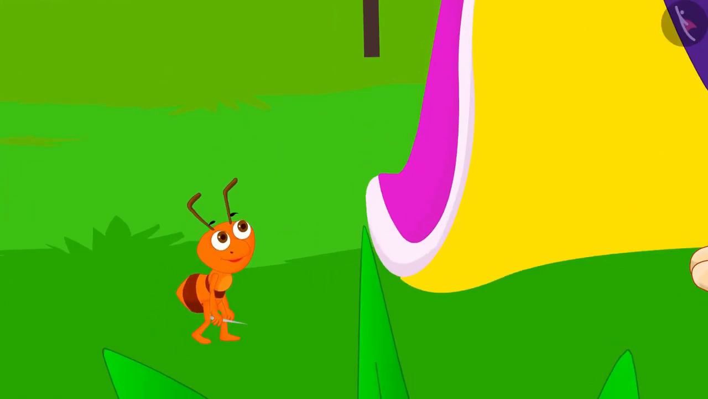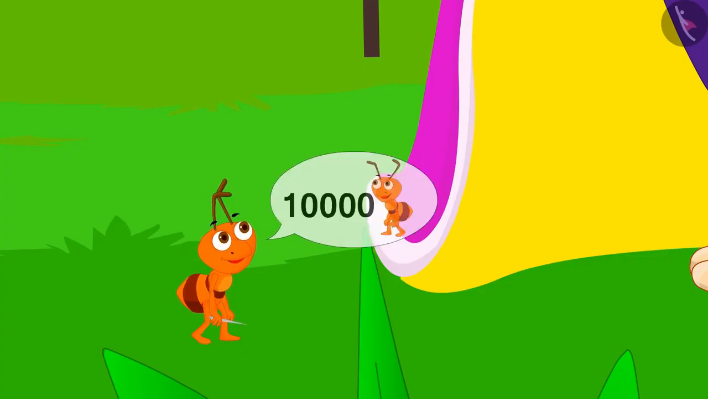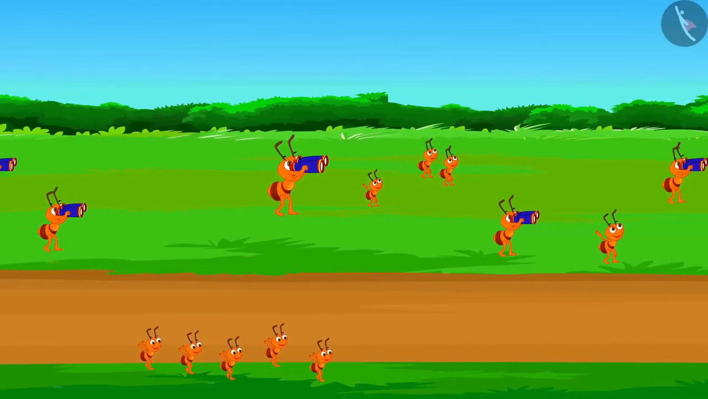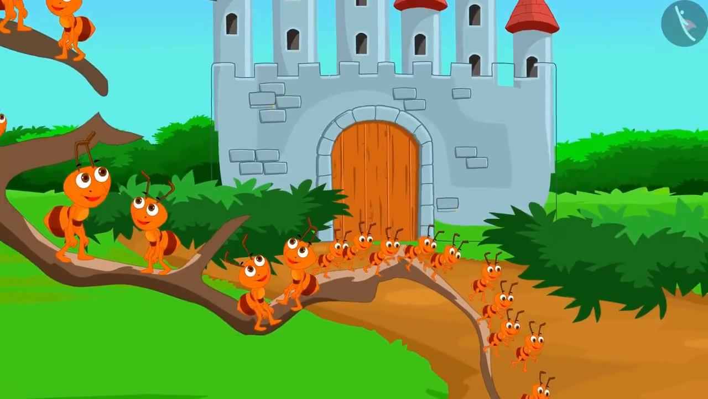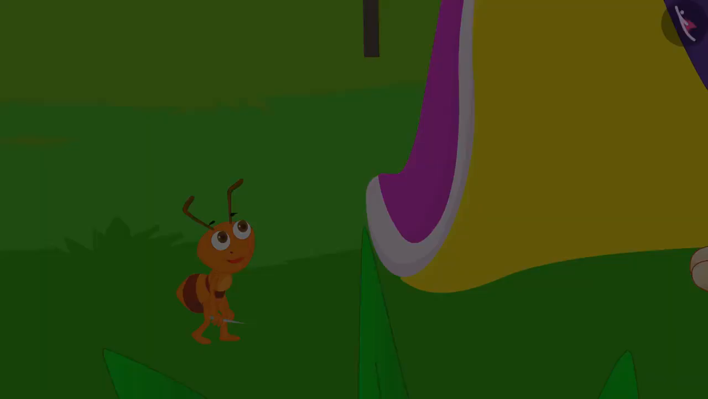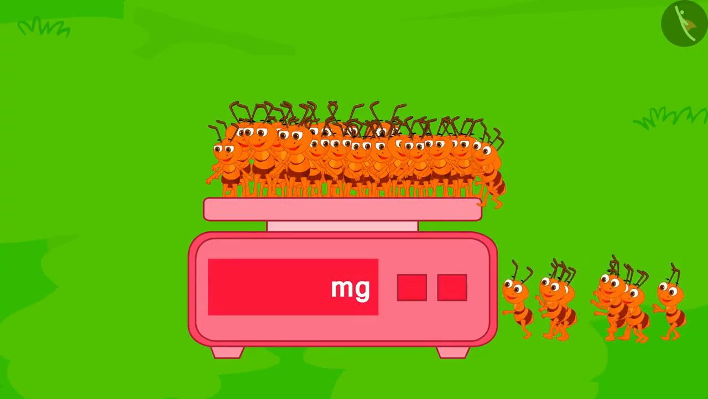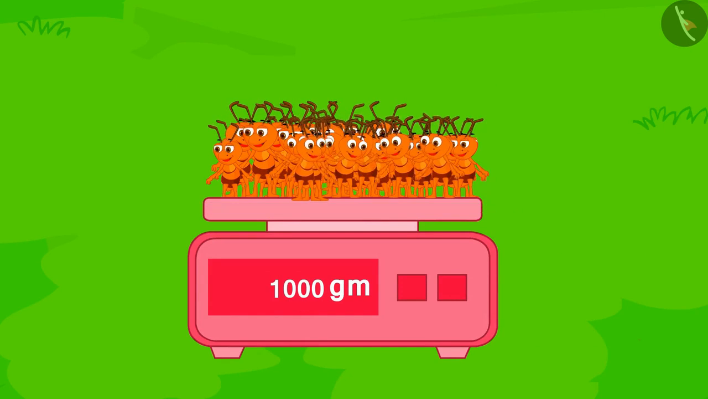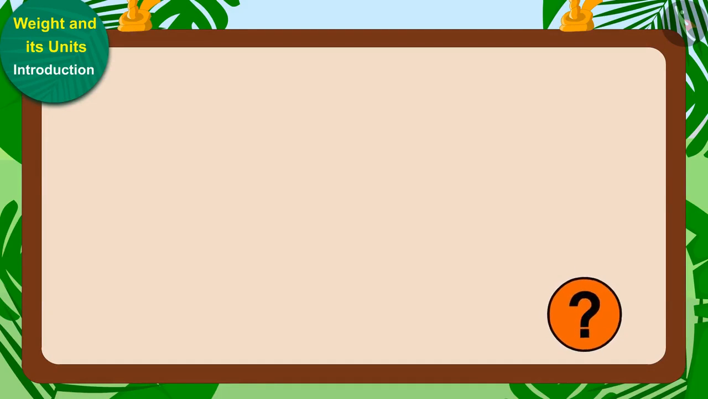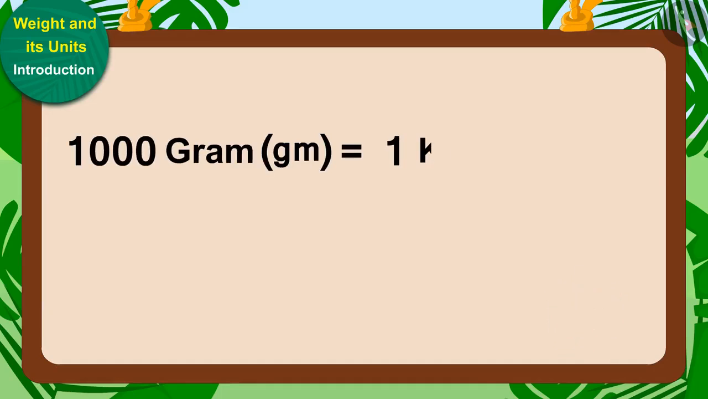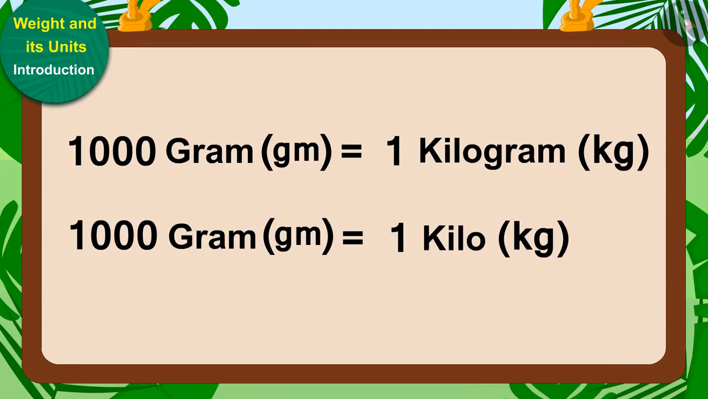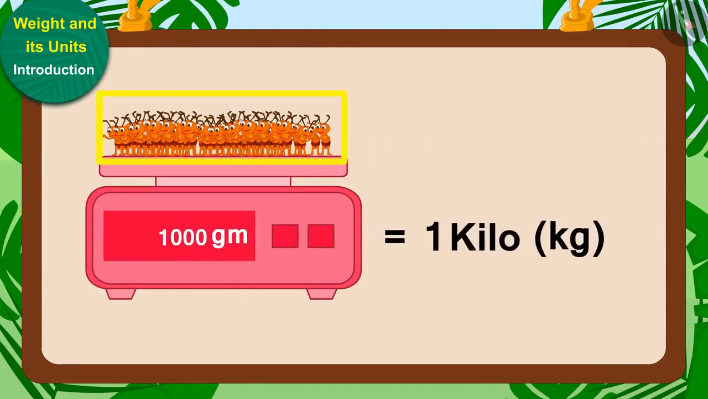My king, but there are 10,000 ants who are watching over you all the way for your protection and who signaled these 20 ants for your protection. They should also be entitled to the reward. Now the king weighed those 10,000 ants. Children, see, 10,000 ants weigh 1000 grams. And do you know another fun thing? 1000 grams is equal to 1 kilogram or 1 kilo. This means 10,000 ants weigh 1 kilo.